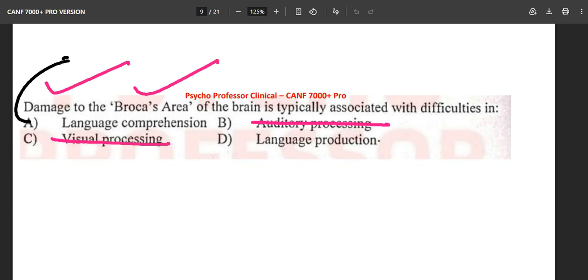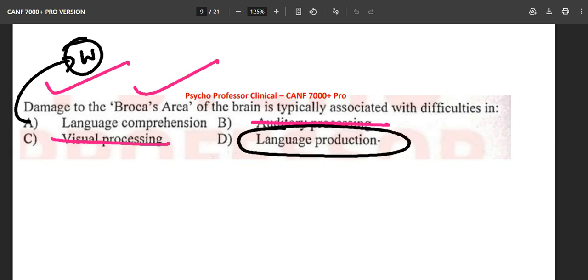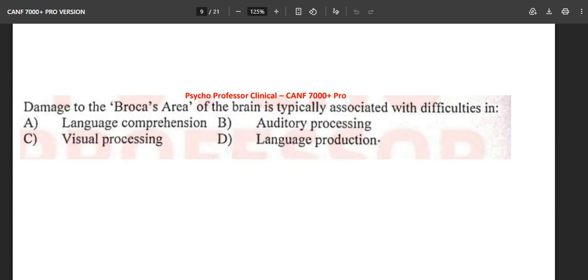Yes, I know language comprehension is through your Wernicke's area and language production is via your Broca's area, and that is why option D is the correct answer. And this is called the clarity.